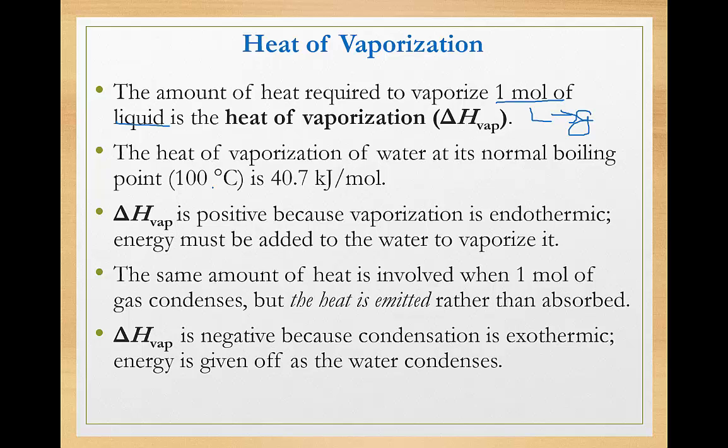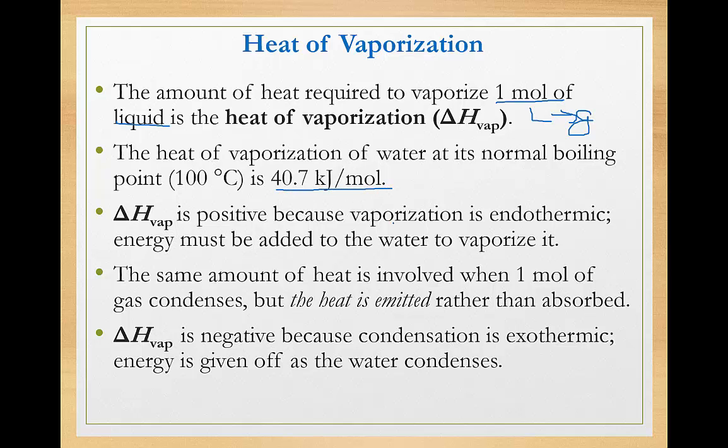If we look at water in particular, heat of vaporization is different for every liquid. Water is the classic one, so that's the one that we'll do all of our calculations with. We'll look at that one as our example here, but be aware you could do this with any liquid. You just need to know what those values are. What is the heat of vaporization for the liquid you're looking at? The heat of vaporization of water at normal boiling point, which is 100 degrees Celsius, is 40.7 kilojoules per mole.